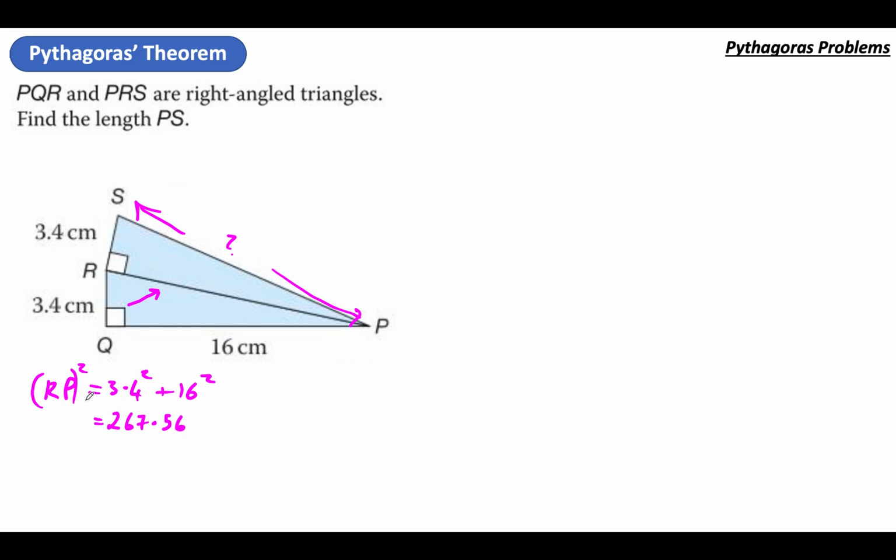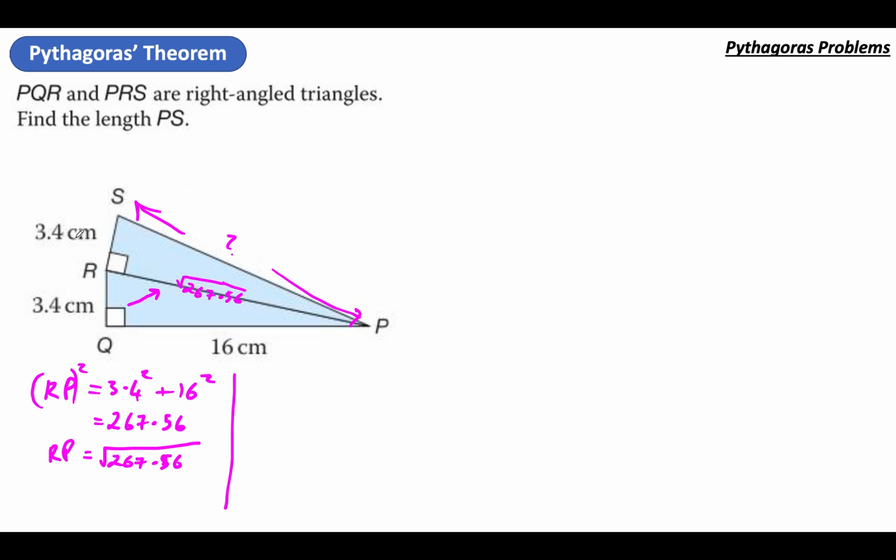Okay. But now this is the slightly controversial bit. Now what I really want, RP, is really the square root of that, because what we just found was RP squared. But let's think about what we're going to do next. I'm then going to use that. That's the long side on the bottom triangle, but it's the short side on the top one. This length here is the square root of 267.56, but it's the square root of that.